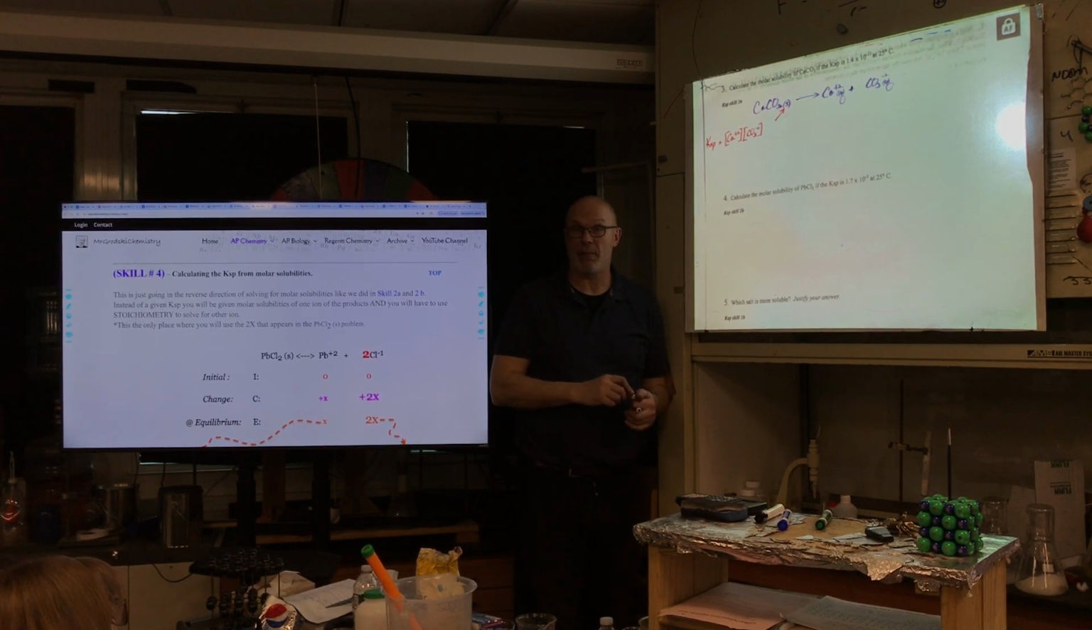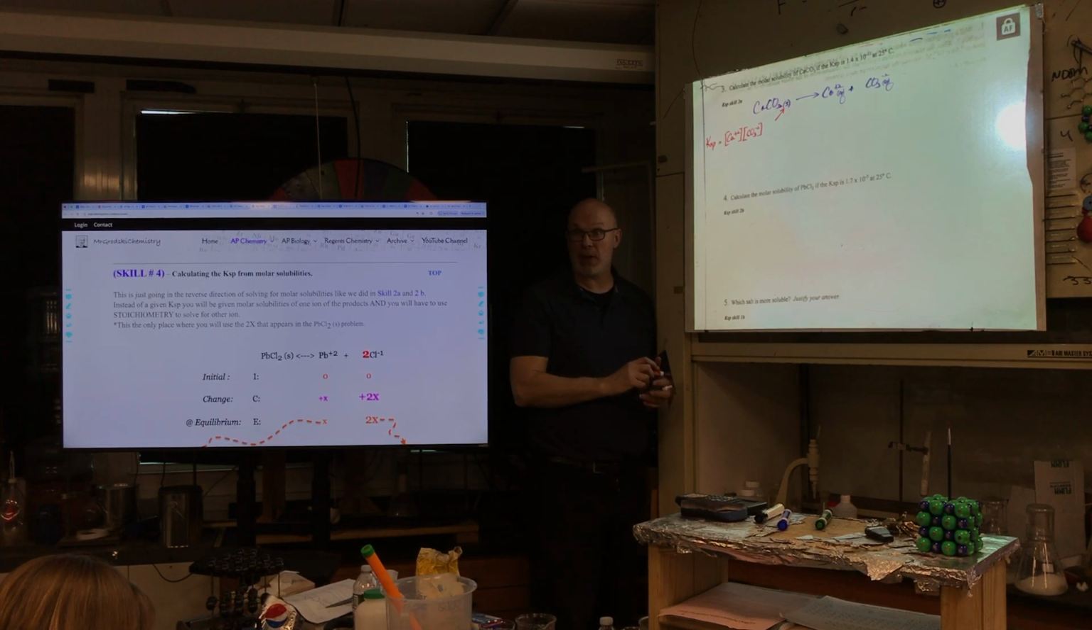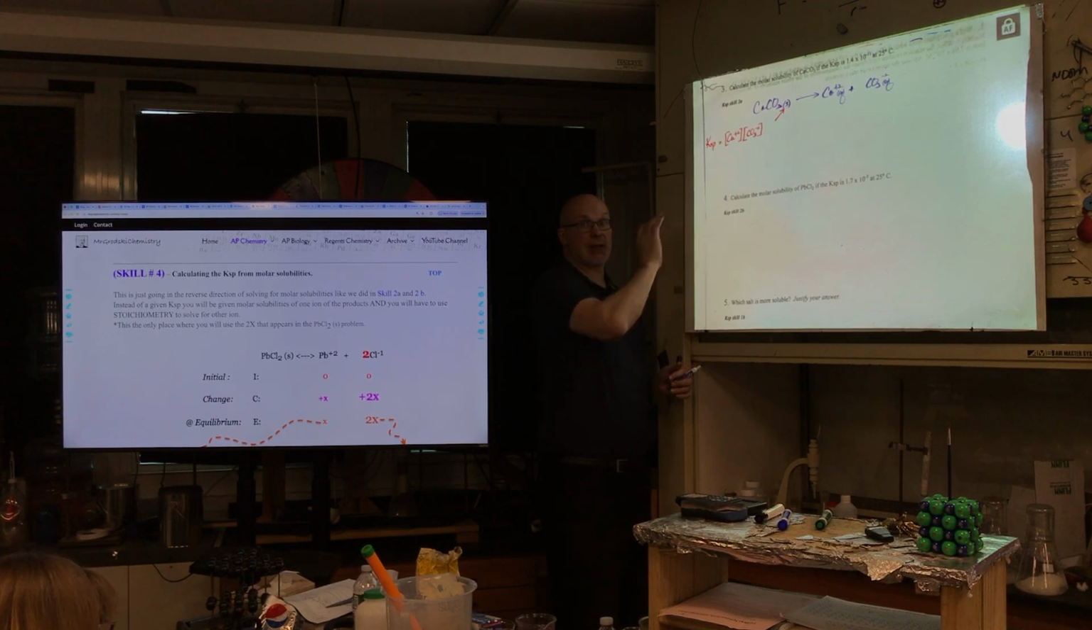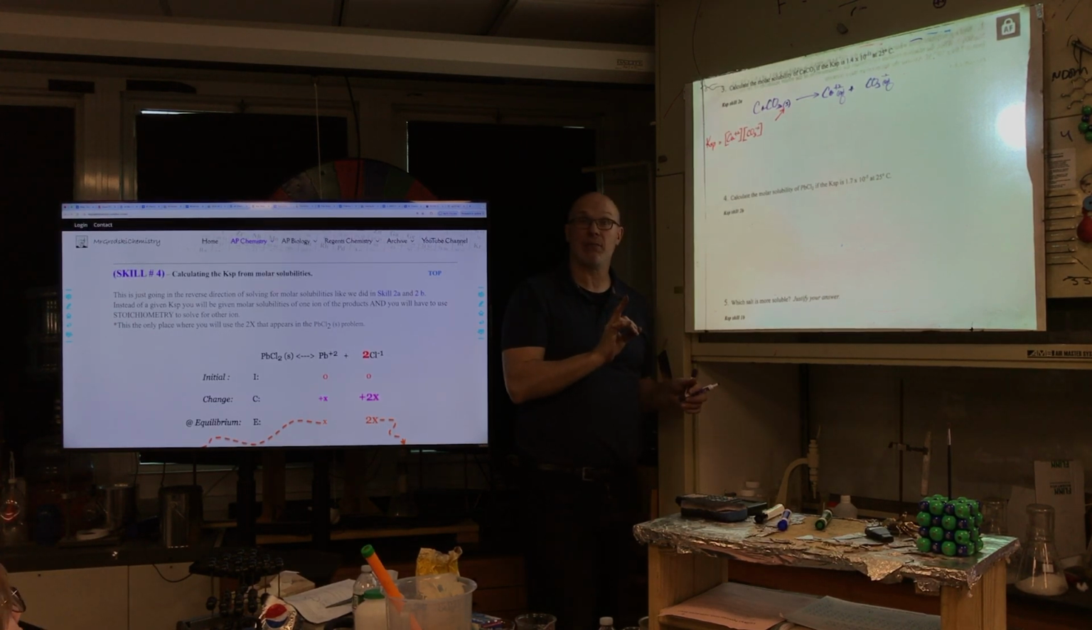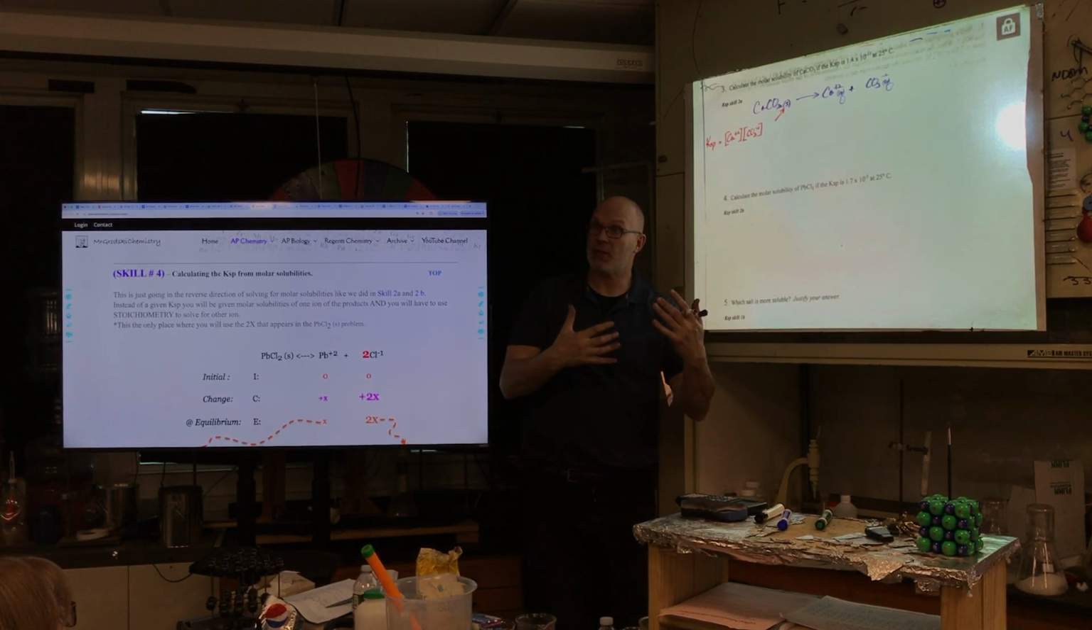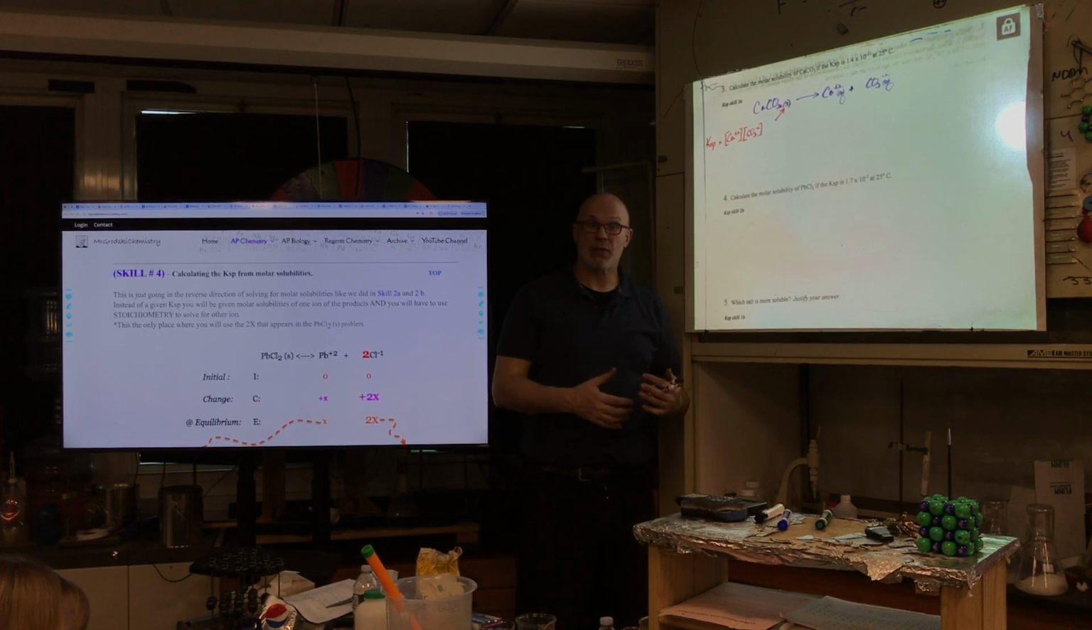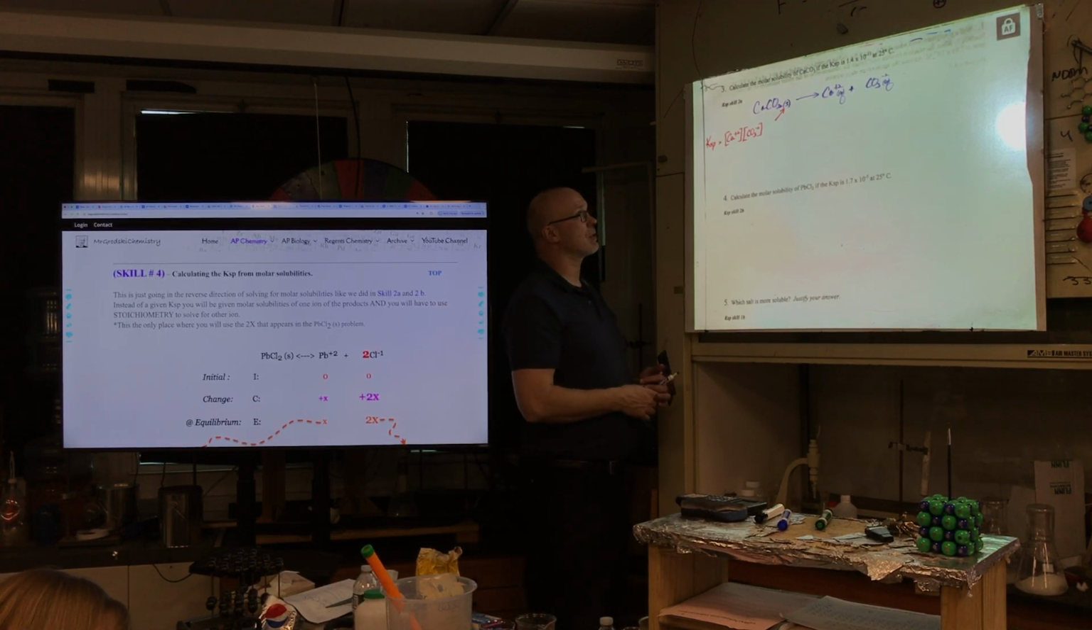I never put them. And by the way, this would be a point on the AP. They would say to you, write the equilibrium expression. Boom, that's it, 1 point. Very simple. What is it? It's a formula that helps us figure out where that position in equilibrium is for a particular temperature. Okay.